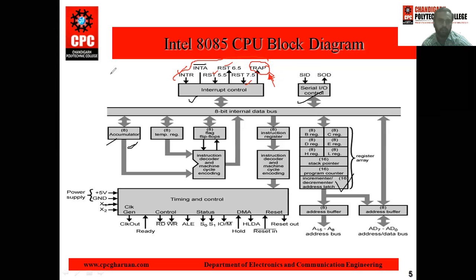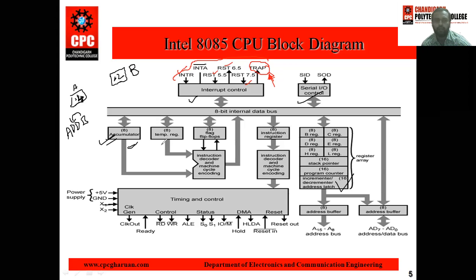Suppose the data stored in the B register is 02, and in the accumulator we can store 02. If we apply the command ADD B, in that case B is added to the accumulator and the result is always stored in the accumulator by default. This is the function of the accumulator.